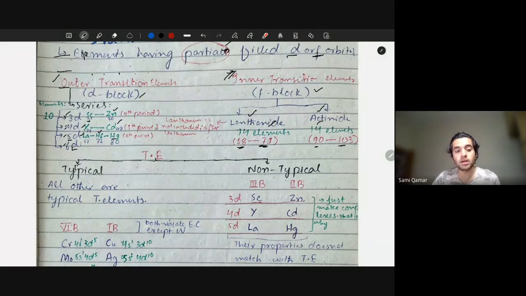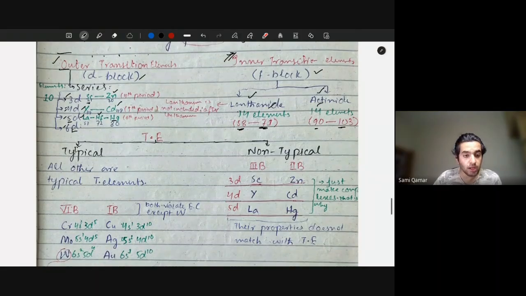Now let's talk about typical transition elements and non-typical transition elements. This is an important thing. If we understand non-typical, we can easily understand typical, because we have maximum typical while we have few non-typical. So group 3B and 2B: scandium and zinc in 3D series, in 4D series yttrium and cadmium, and in 5D series lanthanum and Hg, hafnium, I think hafnium, yeah. These are non-typical transition elements.